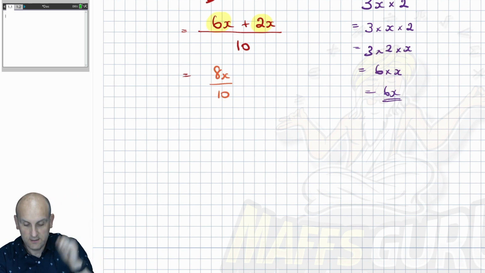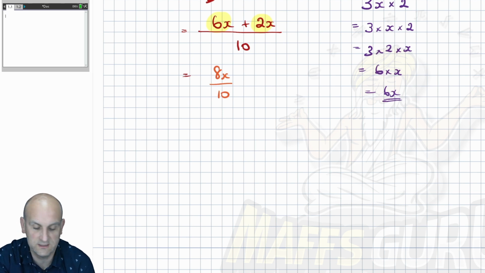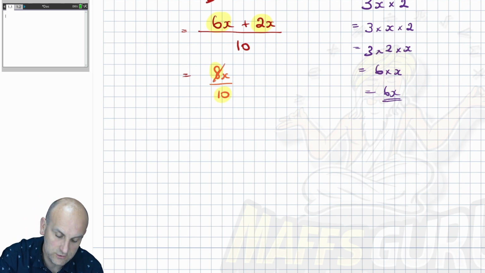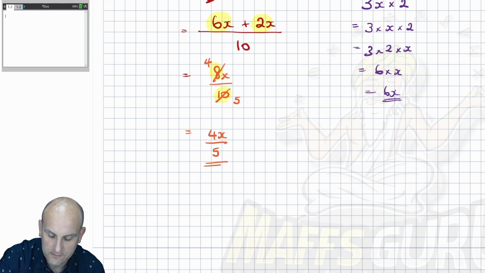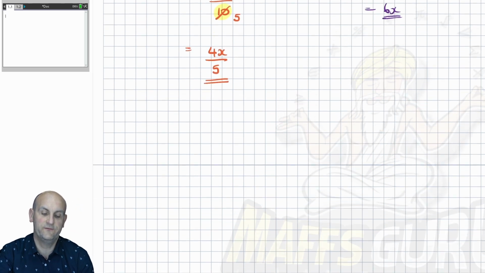Am I finished? No, because you always need to check whether you can cancel down. And as it is, we can cancel down as well because we've got an 8 and a 10 that are divisible by 2. So 2's go into the 8 4 times, 2 goes into the 10 5 times, I get 4 times x on the top, I get 5 on the bottom, and ladies and gentlemen, that is my final answer.